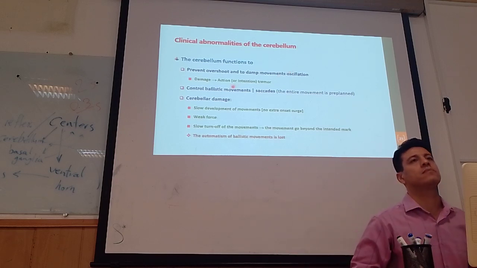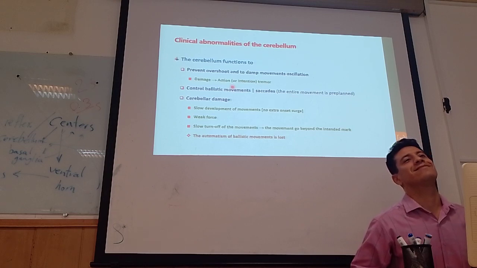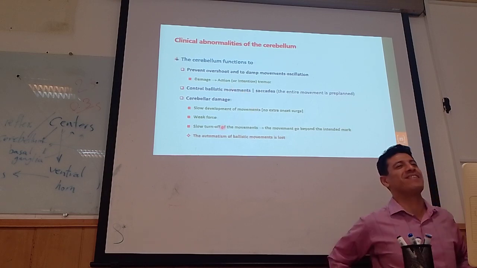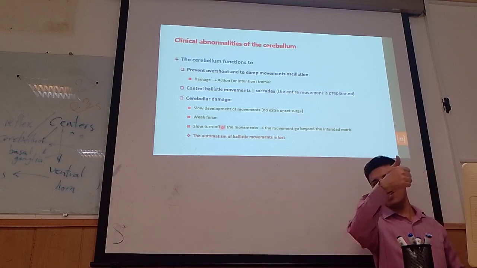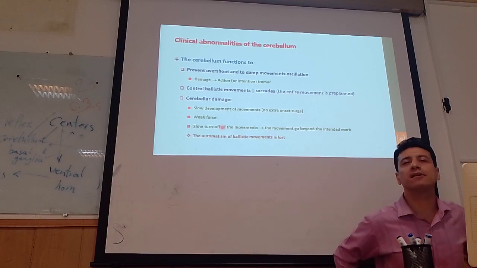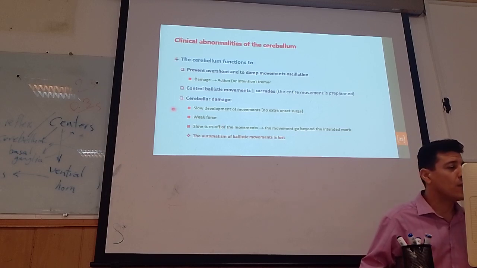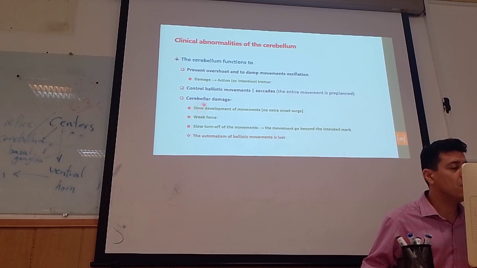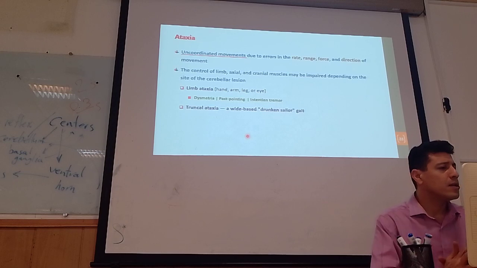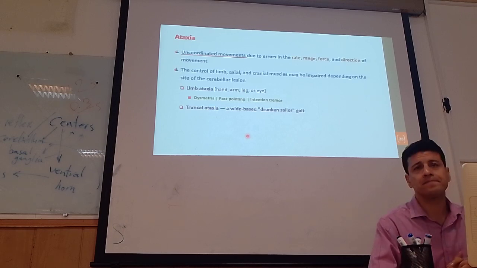Okay? I saw Joe doing like this, maybe it's because of this. Yes, cerebellum. So, when the cerebellum is lost, the movement is not correct. So, what happens for fast movements? The movements will be slow, weak, and the movement stops slowly. So it goes beyond the mark, beyond the target. Automatism of ballistic movement is lost, right? So the condition is called ataxia.